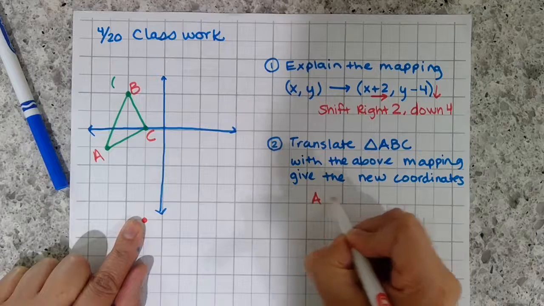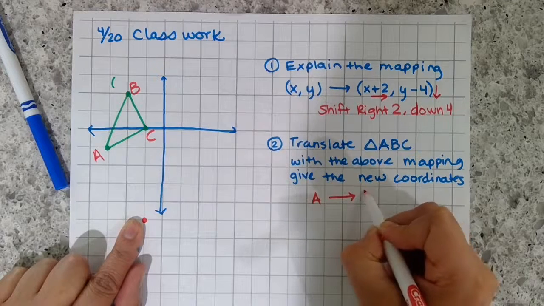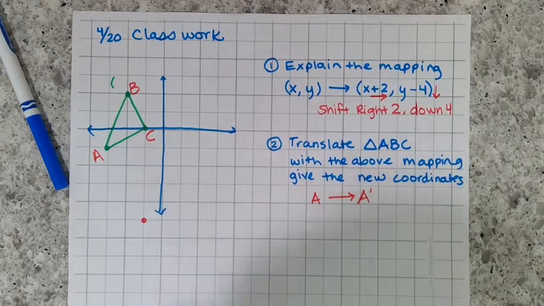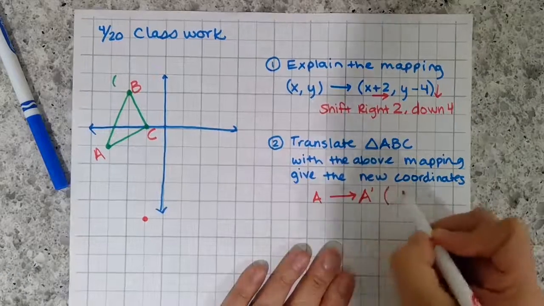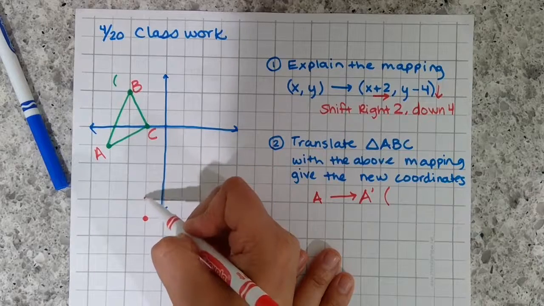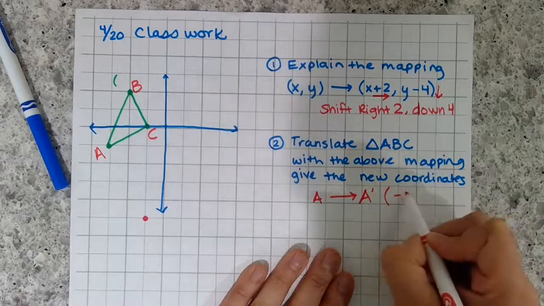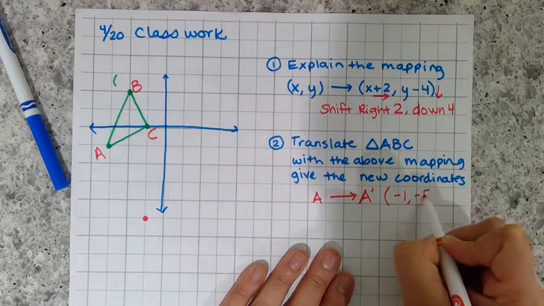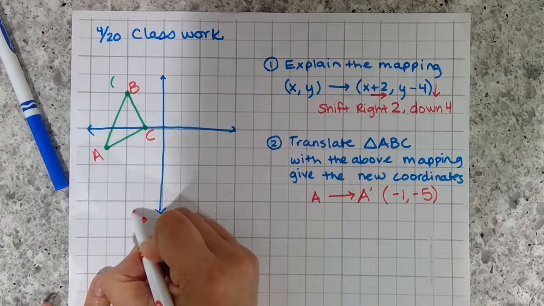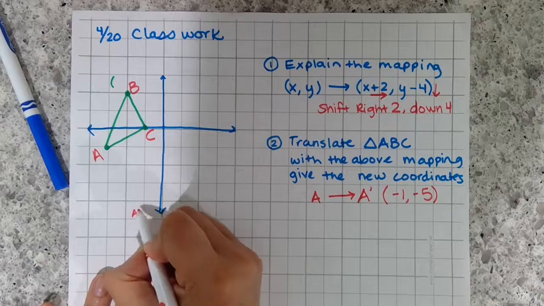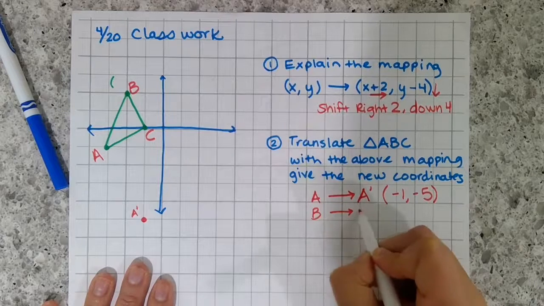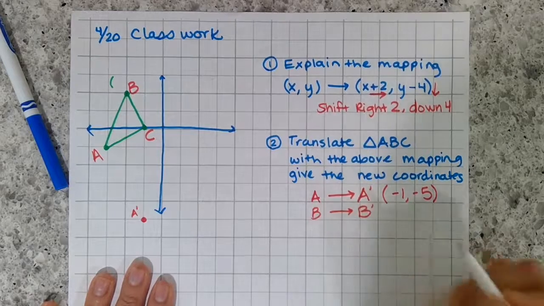So we say the new coordinates of A, we call that A prime. A prime shows that it actually moved over. And we're going to give those units. So that's -1, 1, 2, 3, 4, 5. So -1, -5. Okay? And we'll label that as A prime. Then we're going to take B and find our new B. So that's B prime.